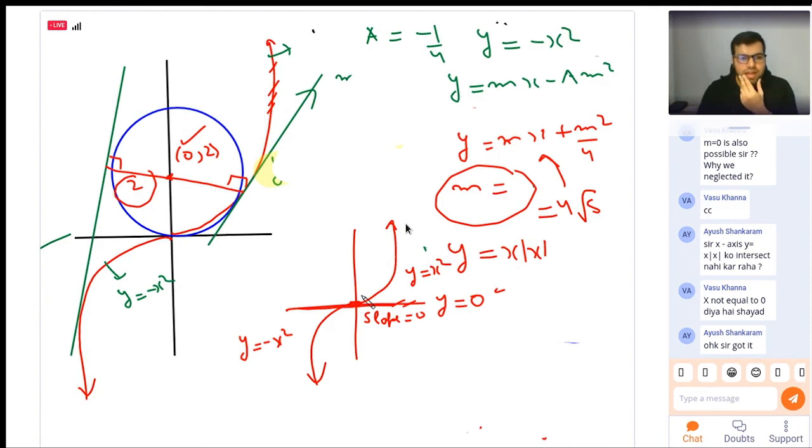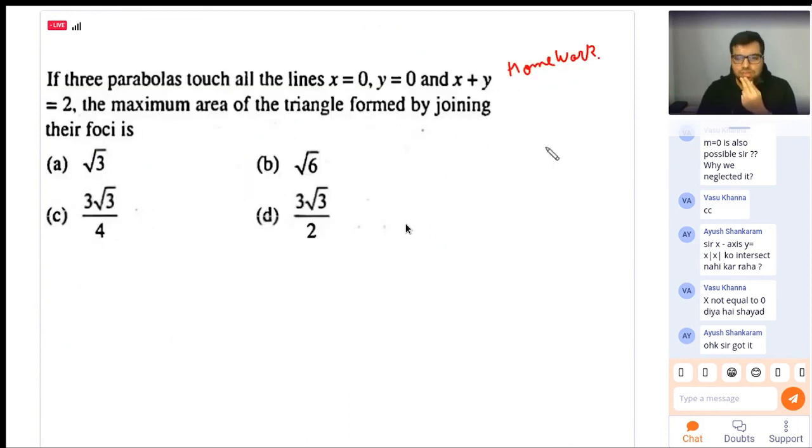And there is one question. So let's do this question. It will take only 3 minutes. Just see this question. Very simple question. Not a simple question; once you know the trick, then it is simple. Last question of the class.